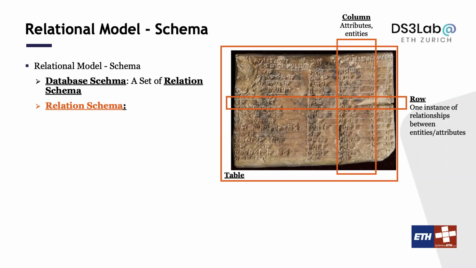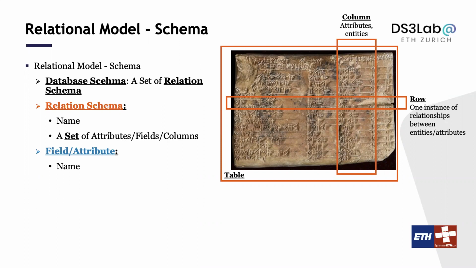And each relation also has its own schema. As part of the relation schema, there's the name of the relation. It also contains a set of attributes, or fields, or columns, depending on how you want to call it. Each attribute, which you can think of as a column in the table, also has its own schema. It has a name, the name of the column, and also the domain of the column. For example, a column or attribute can be integer, string, floating point, whatever. But there's a domain associated with each attribute.